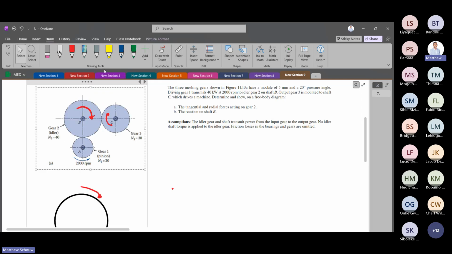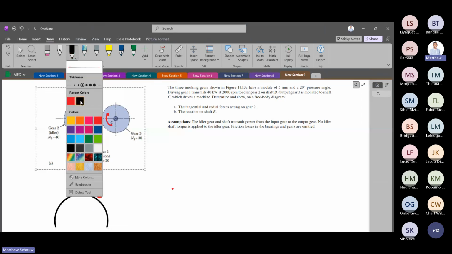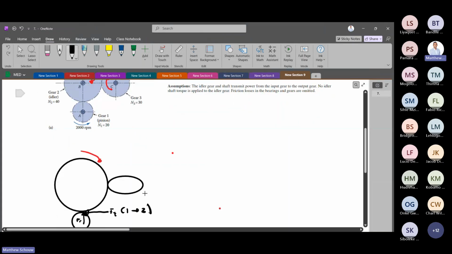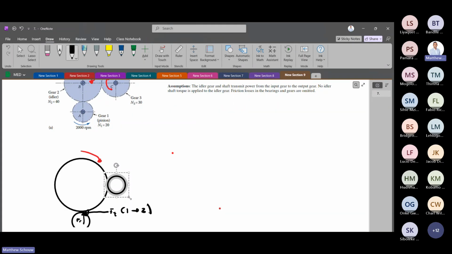Okay, why are you red now? Let me change the color. It's looking for the forces acting on gear 2. So that's very important. Okay, cool. Let me just get this one now. Okay, it looks something like this.